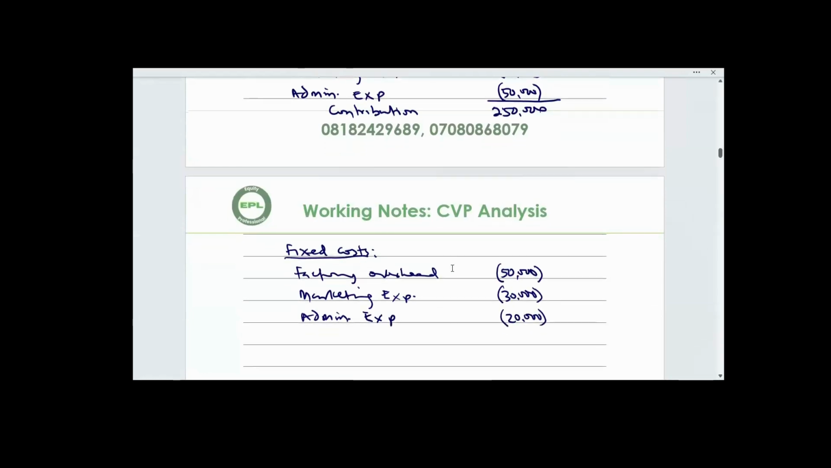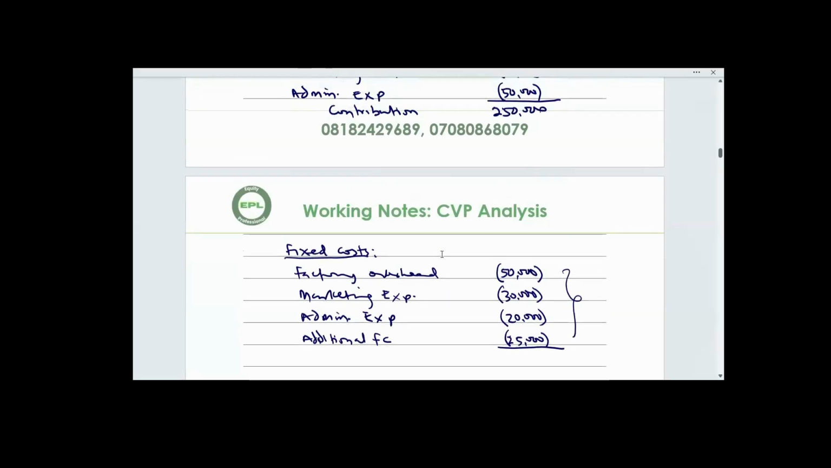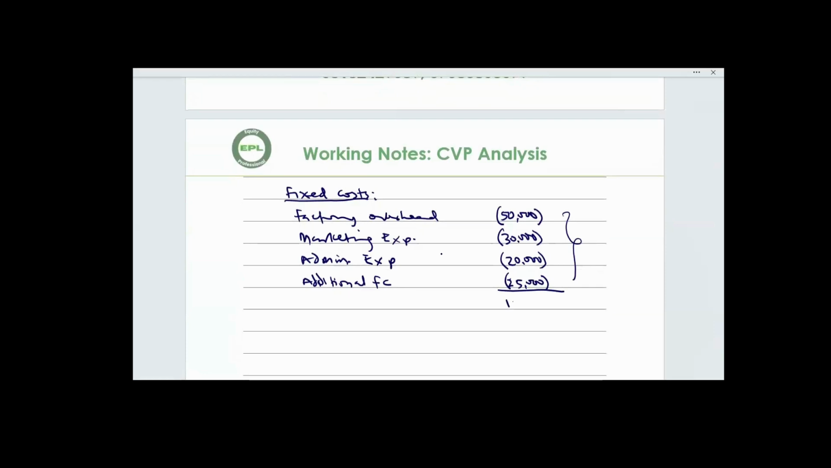Then the examiner has already told you that there's an additional fixed cost of 25,000 naira to be incurred. So I would then say additional fixed cost, 25,000. By the time you add up all of this, that's 125,000. 125,000 minus 250,000 will give us a profit of 125,000. So that's the revised profit. That's what the examiner wants you to do.